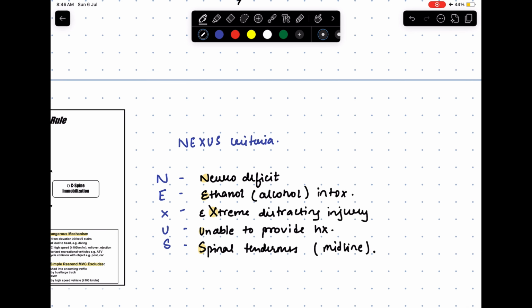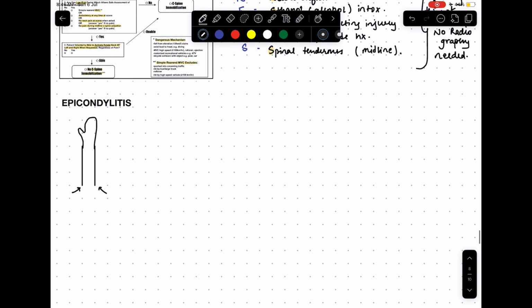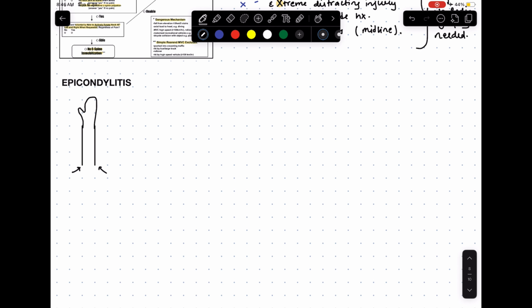Now if any of these is positive, then hands down we'll have to do some sort of radiological intervention. Either it could be X-ray or it could be CT. It depends on the patient status. This is important. You will be able to see these things in the question stem, and all the information that is present in the Canadian C-spine also. So answer accordingly. Next is epicondylitis.